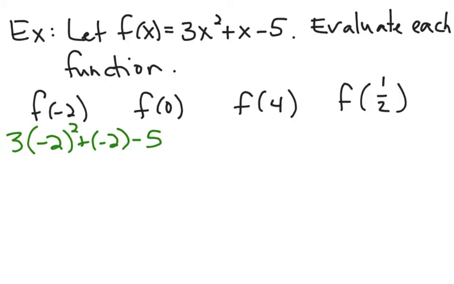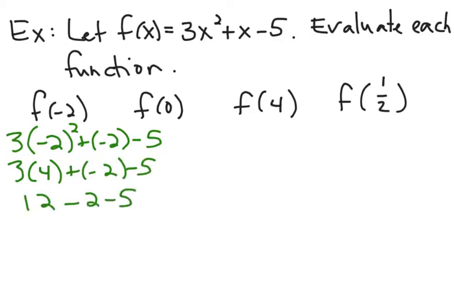Well, I'm going to do this the long way because I don't have a calculator in my hand. In order to evaluate this, first I'm going to square the -2. Then I'm going to multiply, and then I'm going to add and subtract from left to right. And I find out the answer is 5.